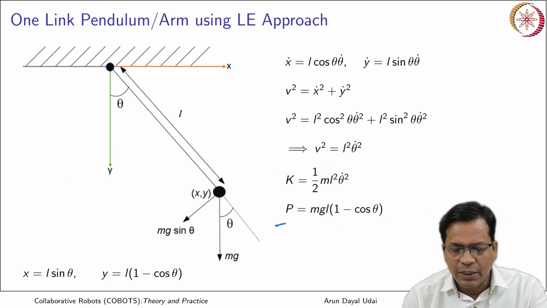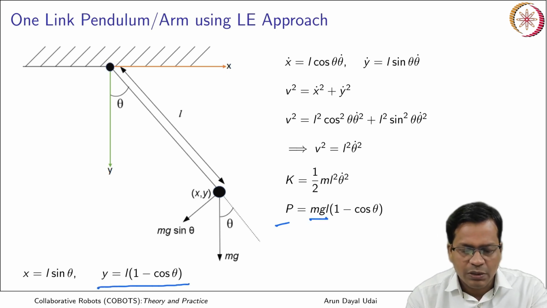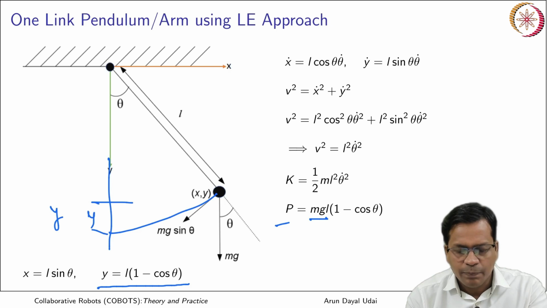Potential energy is equal to mg into this lift. This is the lift along the y direction. So, that is what you can put. It is mg into L into 1 minus cos theta.